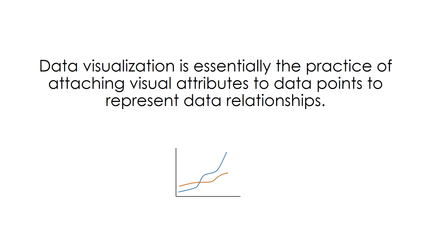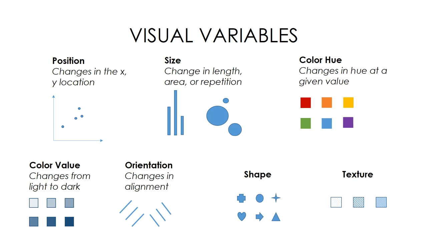Data visualization is essentially the practice of attaching visual attributes to data points to represent data relationships. So this is my own definition that I developed, and it'll serve as the foundation of what we'll talk about in the next few minutes. We represent the data points with visual marks on the page or screen, and we vary these marks in different ways to represent the relationships between them.